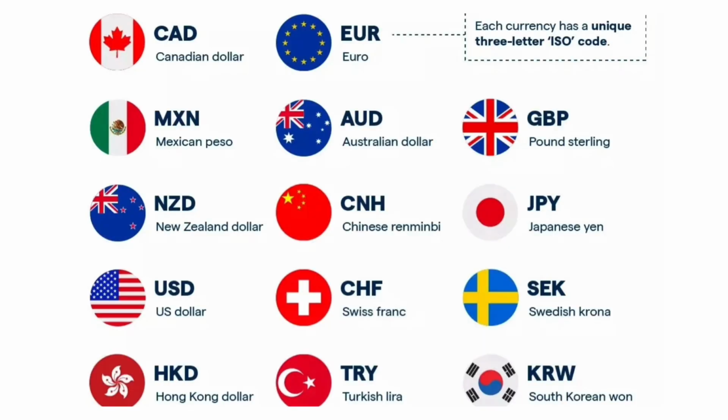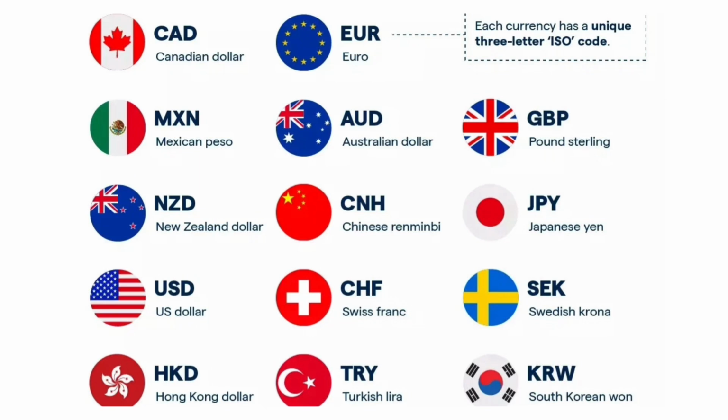For example, we have USD, which is the United States dollar. We have AUD, which is the Australian dollar. We have NZD, which is the New Zealand dollar. We have CAD, which is the Canadian dollar. So all these currencies have a three-letter code. We have the Euro, which is the currency for all those countries in the Eurozone.